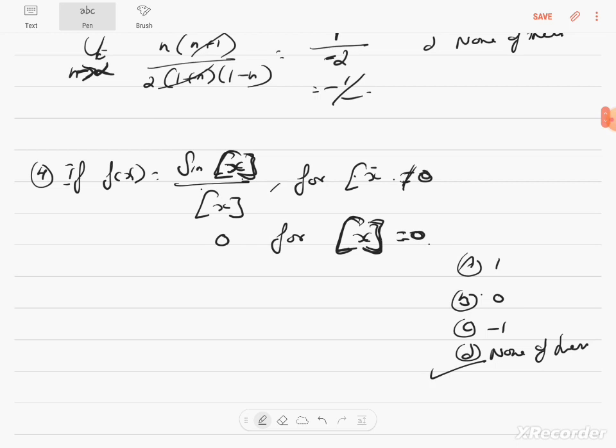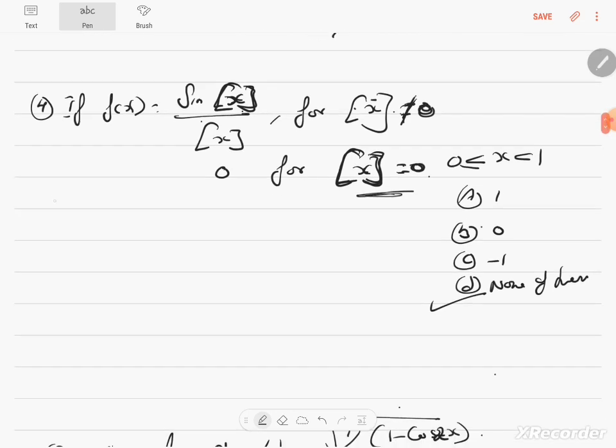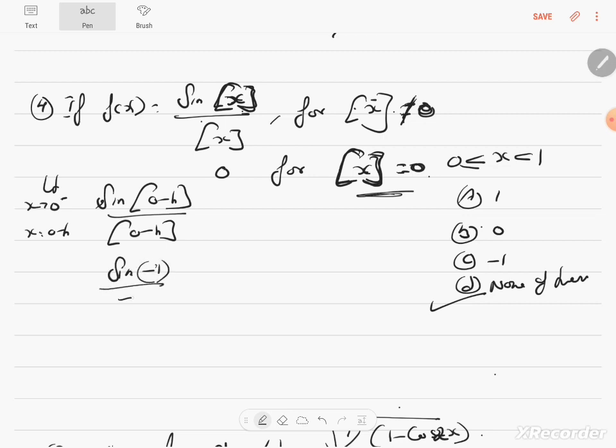This is the greatest integer function. The greatest integer function is not equal to 0, and when the greatest integer function is equal to 0, that shows x has to lie between 0 and 1. That's when the value will be 0. So let's do the left hand limit. Limit of x tends to 0 from the left, x will become 0 minus h. Then sin of the greatest integer function of 0 minus h by the greatest integer function of 0 minus h. 0 minus h is coming to 0 from the left, so the greatest integer function will be sin of minus 1, and this will also be minus 1, and sin of minus 1 is minus sin 1 by minus 1. So the answer therefore is plus sin 1 for the left hand limit.